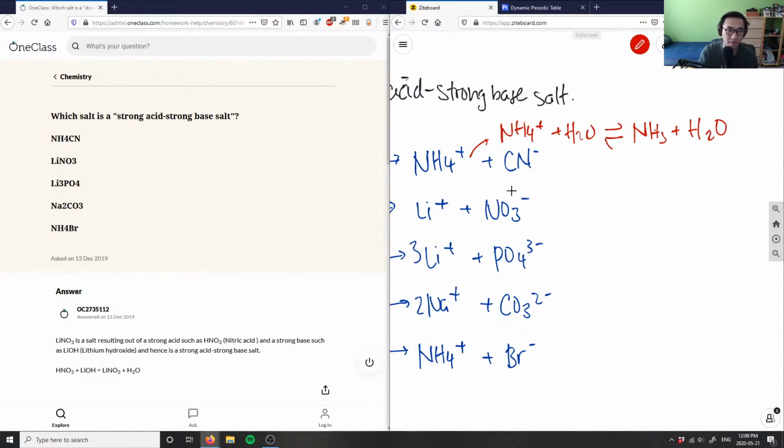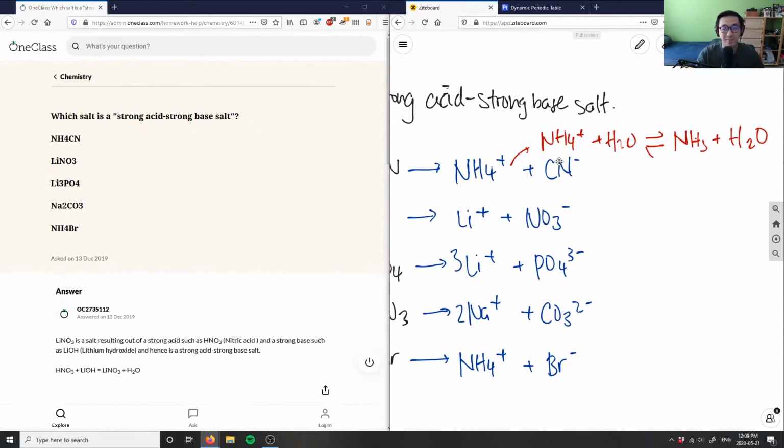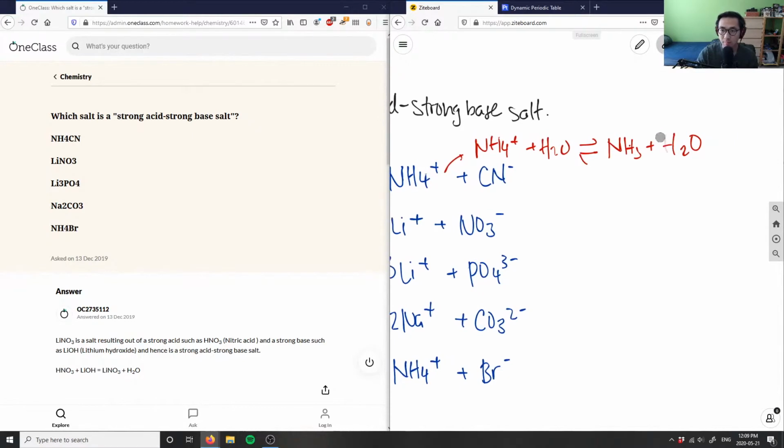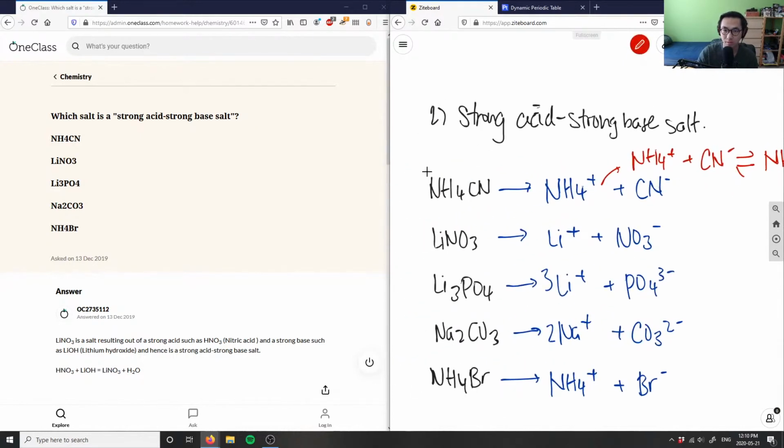And you also have CN minus here, which is going to be a weak base. It's going to accept a hydrogen here. So in this case, you can replace H2O with CN minus if you really wanted to. And you get NH3 plus HCN here. Again, you have your weak base here, and a strong acid. Or you could say weak acid and strong base here. So this one is not a strong acid, strong base, so you can simply cross this out.